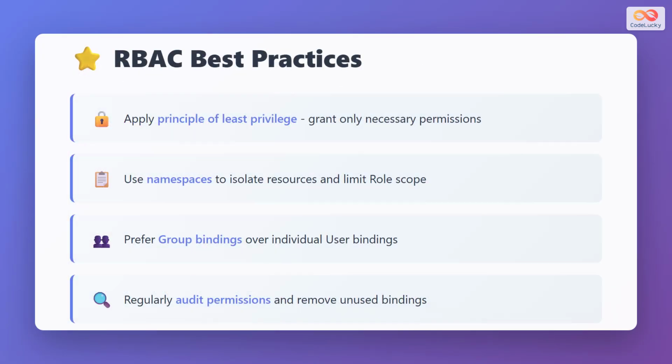Follow these best practices when implementing RBAC. First, apply the principle of least privilege by granting only the necessary permissions users need. Second, use namespaces to isolate resources and limit the scope of roles. Third, prefer group bindings over individual user bindings because they're easier to manage. Finally, regularly audit permissions and remove unused bindings to maintain security hygiene.